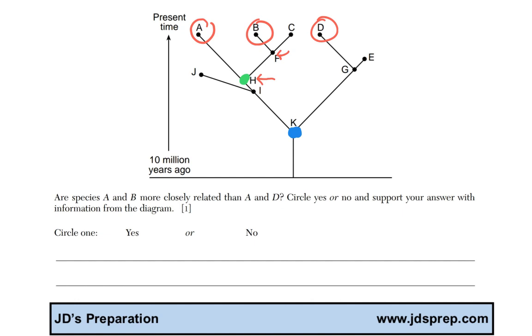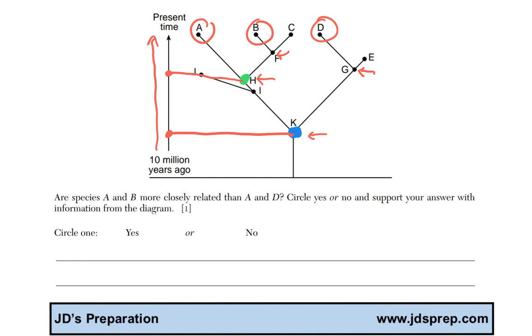The same thing we can say about A and D. This node doesn't link D and A, it only links D and E. So that's why the first node that they both have in common is this one all the way down here. This node, as we can tell from this line graph, from 10 million years ago to the present time, happens around here. And this node down here happens much more long ago.